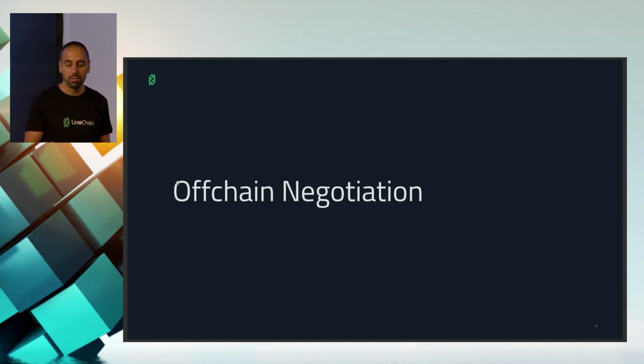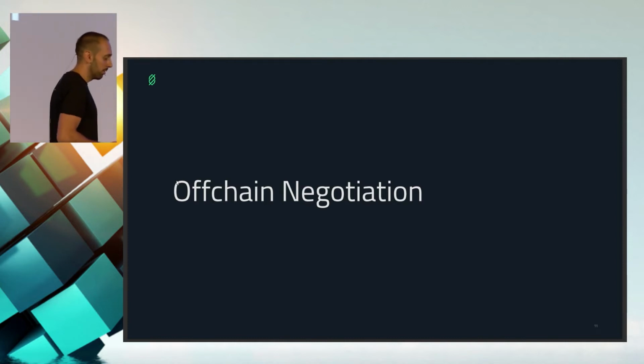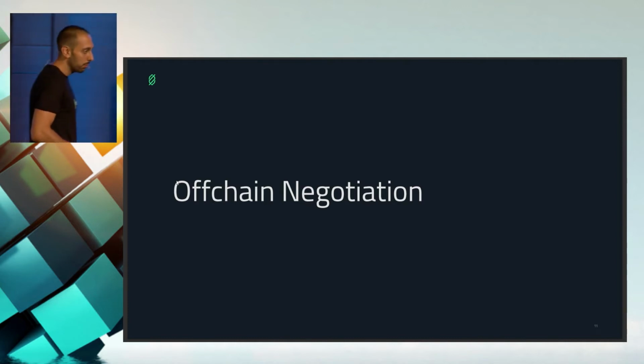So yeah, this was off-chain storage. Getting back into design patterns. Off-chain negotiation is the second pattern. It's a very interesting thing. It kind of exploded a couple of years ago. So now nobody talks about it, but actually it exploded a couple of years ago.